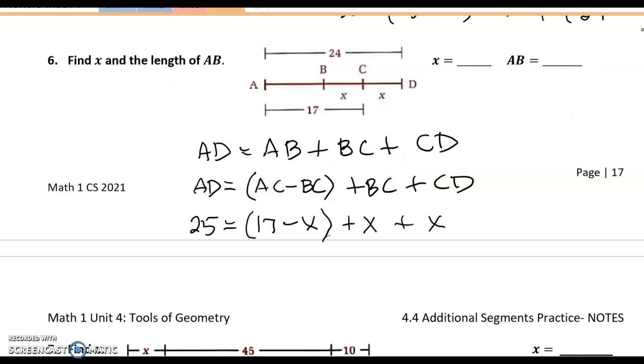Now that we have the plan, we can do the substitution for the different values. AD is 25, AC is 17, BC is x, BC again is x, and then CD is x. Again, carefully simplifying the right side, we get 17 plus x. Solving for x, x is equal to 8.